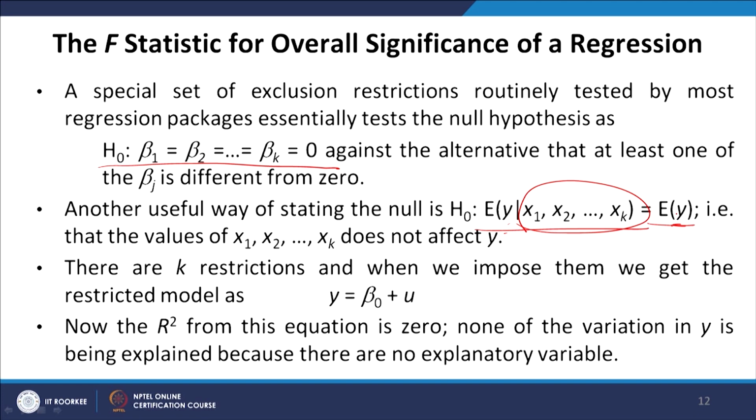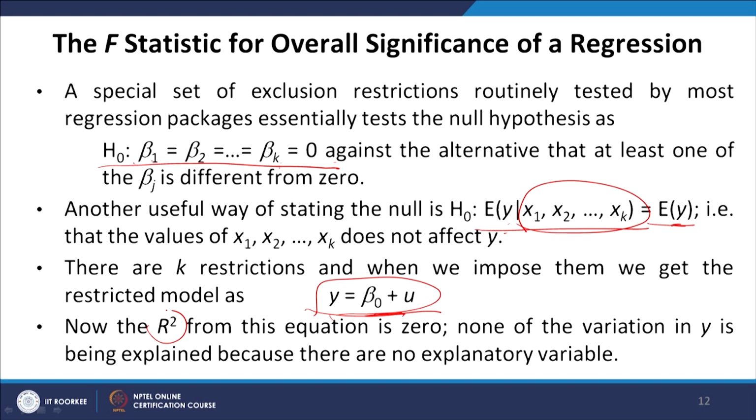There are k restrictions, and when we impose them we get the restricted model as y equals beta naught plus u. So, you can see that here we have k restrictions for all the explanatory variables beta 1 to beta k. What I am left with for the restricted regression is actually y equals beta naught plus u. We are regressing y only on the constant term under the assumption that none of the explanatory variables contributes to the explanation of y. Now, the R square from this regression is actually 0. None of the variation in y is being explained because there are no explanatory variables.